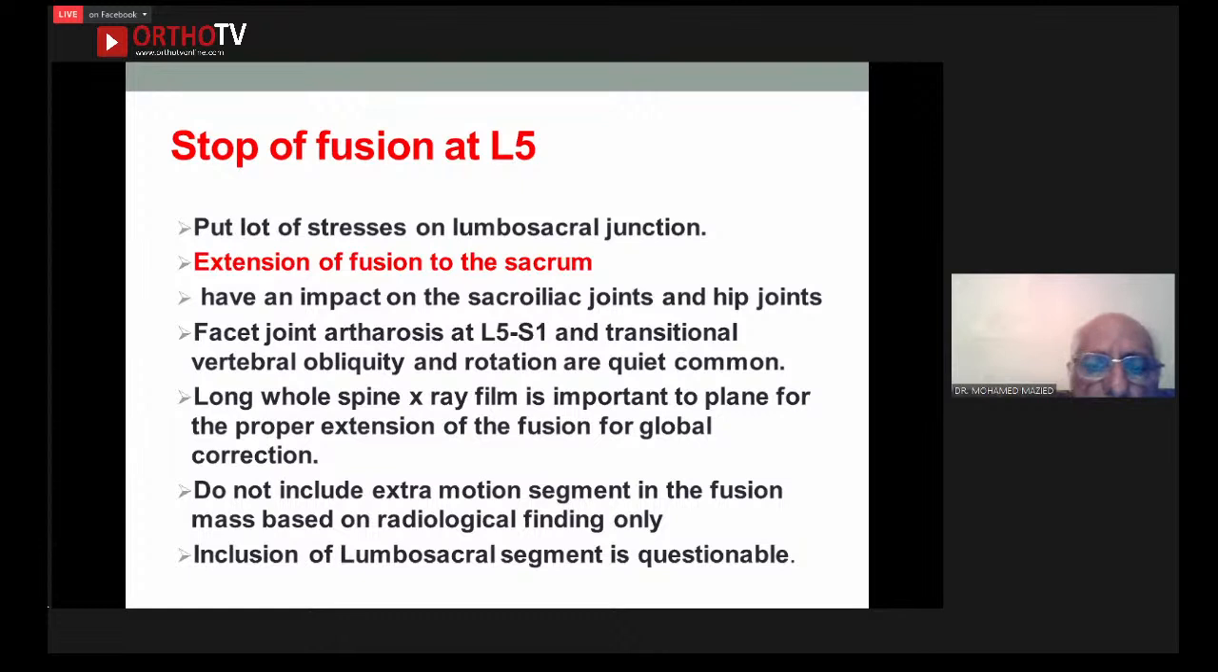Don't include an extra motion segment in the fusion mass based on the radiological finding only. You have to examine if it is a source of pain, then you have to include it. And if it is not a source of pain and keeps its motion, you have to preserve this vertebra or this segment as much as you can. Inclusion of the lumbosacral segment in the fusion is always questionable.